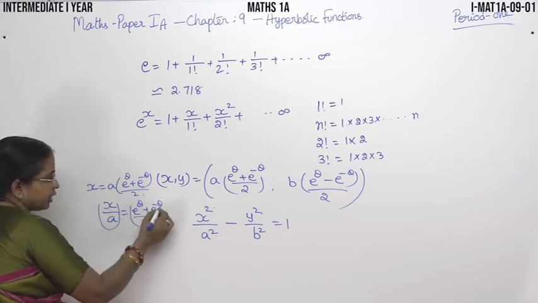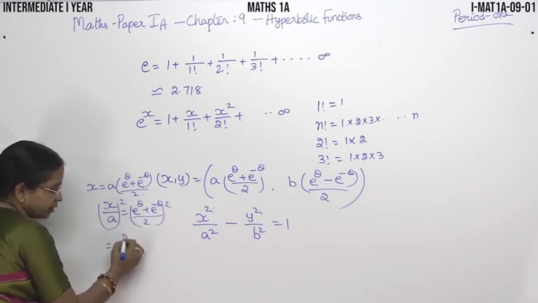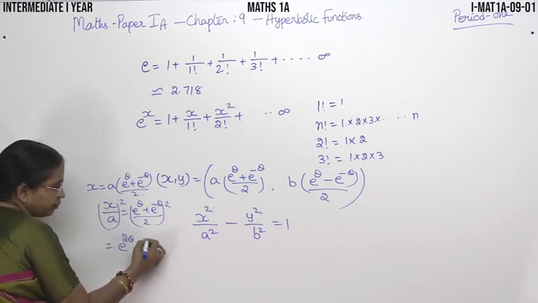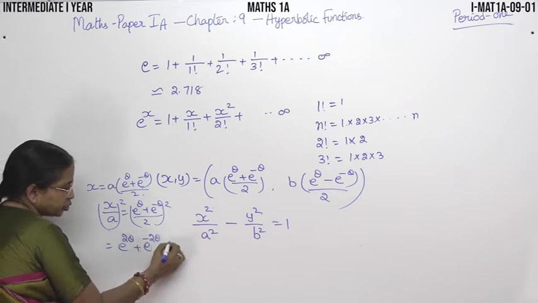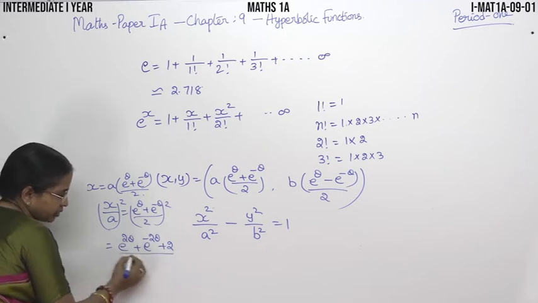Now when you square it, you will get e power theta whole square, that is e power 2 theta, plus e power minus 2 theta, plus 2. 2 into e power theta into e power minus theta becomes 1. So plus 2, all by 4.